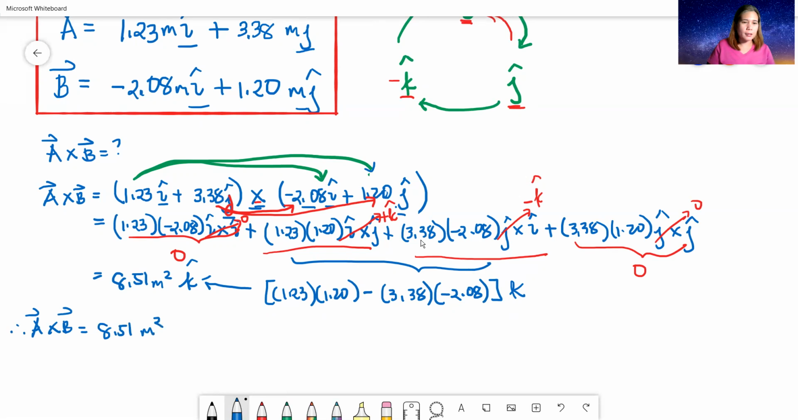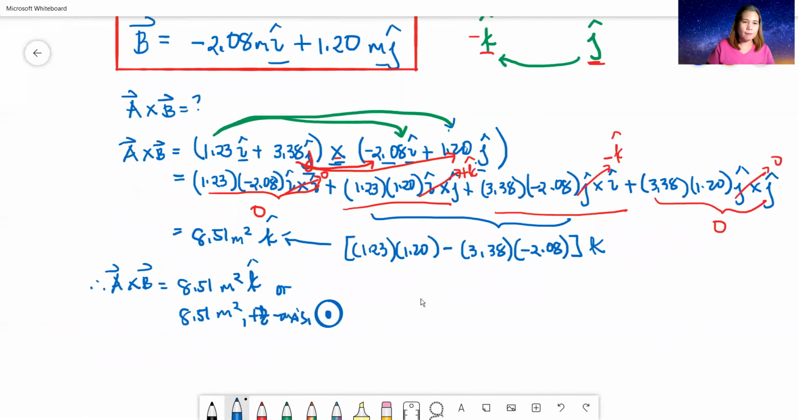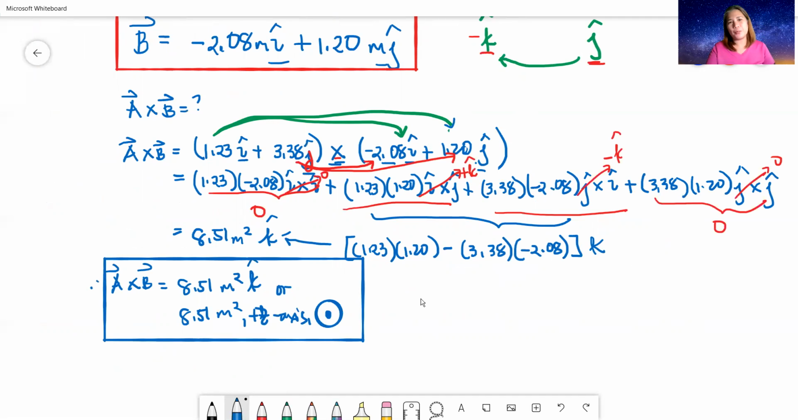So, A cross B, therefore, is 8.51 square meters papuntang positive K hat, or again, magnitude 8.51, and then the direction is positive z-axis, or away from the xy plane and into the observer, towards the observer. This is the exact answer that we had when we use determinant and the components.